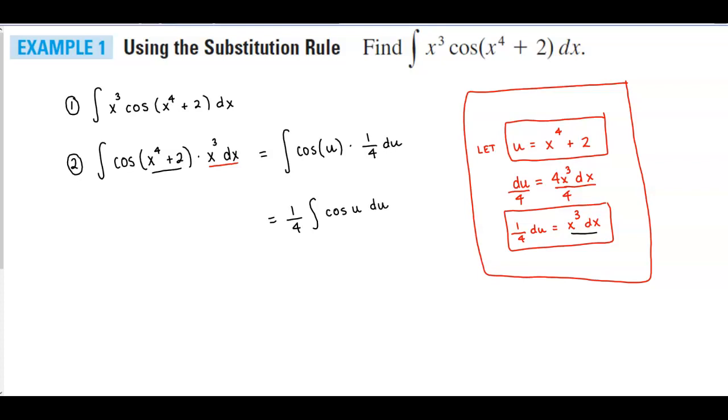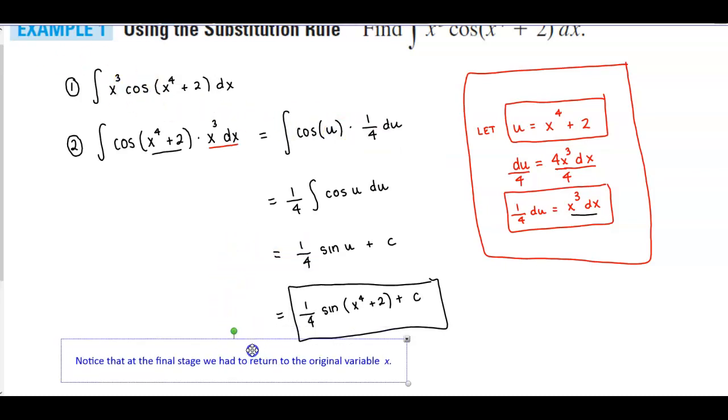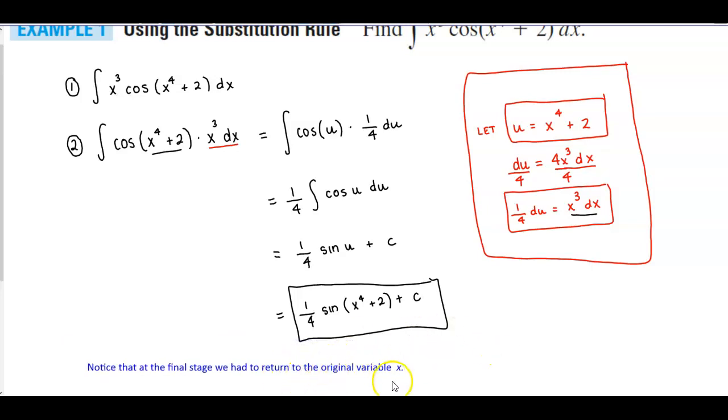Now that allows us to find the antiderivative. The antiderivative of the cosine of u is the sine of u, plus c. The last thing we need to do is replace that u with what we called u at the beginning, which is x to the fourth plus 2. So this now becomes 1/4 times the sine of x to the fourth plus 2 plus c. Notice that at the final stage we had to return to the original variable x, because u is equal to x to the fourth plus 2.